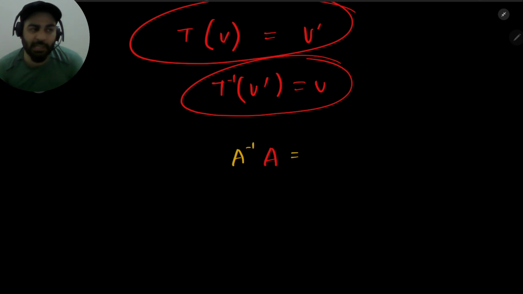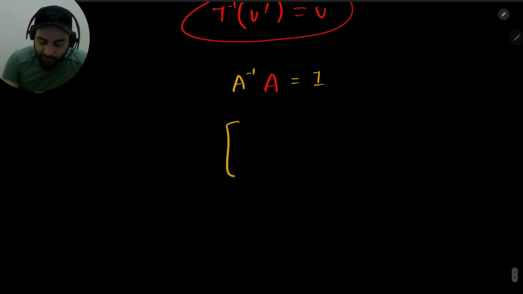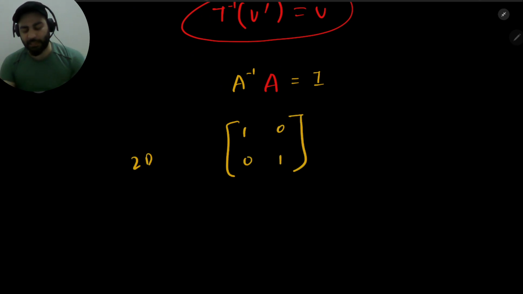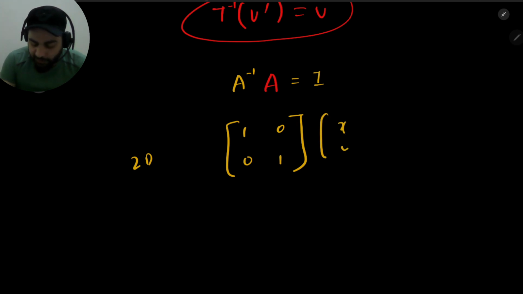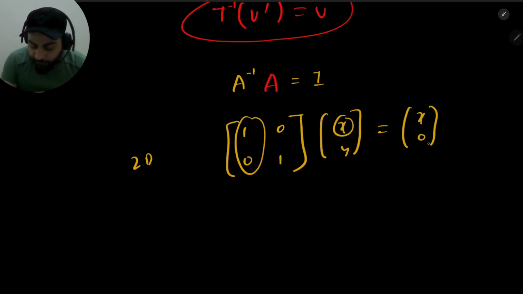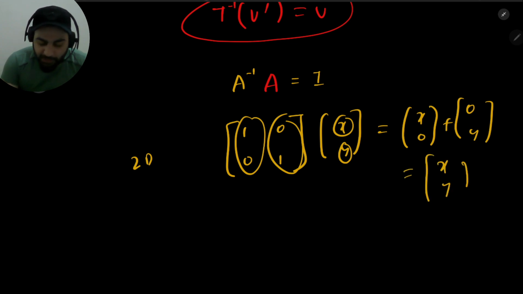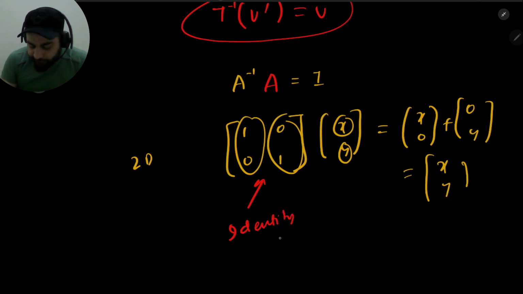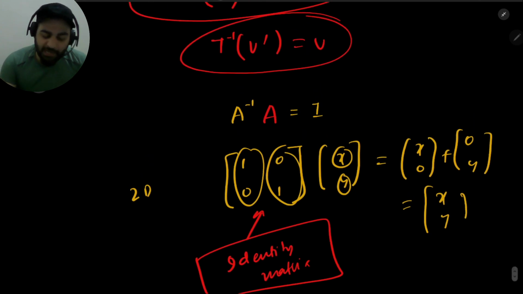If I want a transform which does nothing, that transformation is called the identity transformation. If I write in 2D, 1 0 0 1, it's called the identity matrix. Why? Because it does nothing. If you multiply x y, you'll get back x y. So x multiplied by this will be x 0, plus y multiplied by this will be 0 y. If you add them back, you'll get x y. This is called the identity matrix.